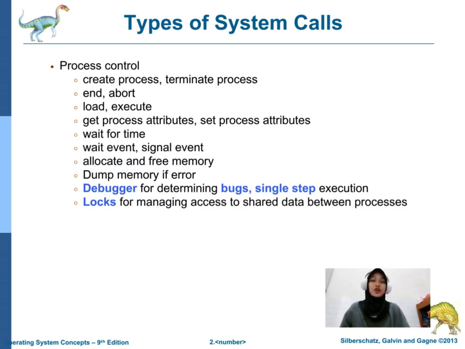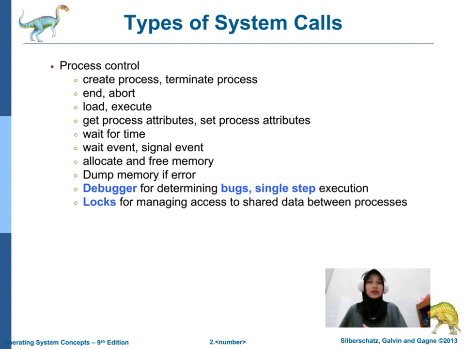The next slide is types of system calls. Now there are different types of system calls. System calls for process control, you can see in this big list: create process and terminate process, and like examples for file management and device management, which we have discussed before. And there are system calls for information maintenance, as in our examples before: get time, load, execute, get process attributes, set process attributes, wait for time, wait event, and signal event.